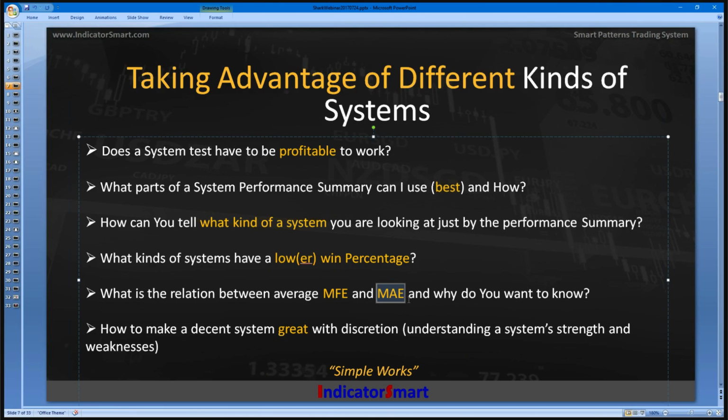And we're going to look at some performance summaries during this webinar where we're going to look at those numbers. You can find absolutely astounding statistics related to these metrics on a performance summary. And then we're going to cover how to make a decent system great with discretion. So what you then come to is a point where you understand what a system or bias test represents, we're going to talk about bias test in a minute, and then combining that with other things to make the system just absolutely awesome.